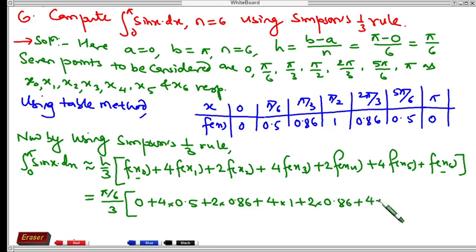plus 4 times 0.5 plus 0. Now the answer is 2.001 by using calculator. Up to this step, after this step, easily you can find using calculator.